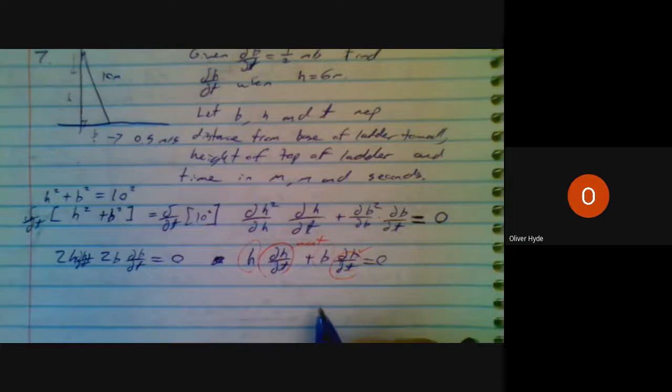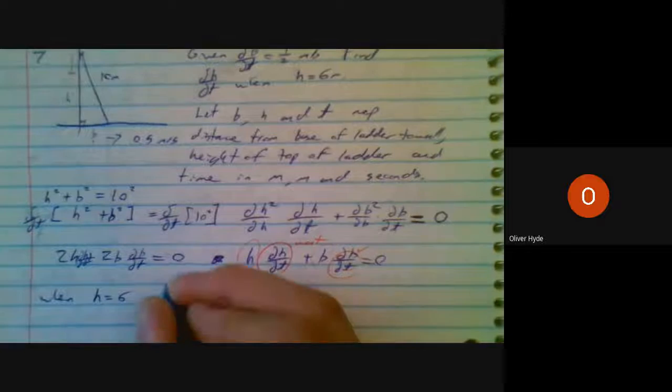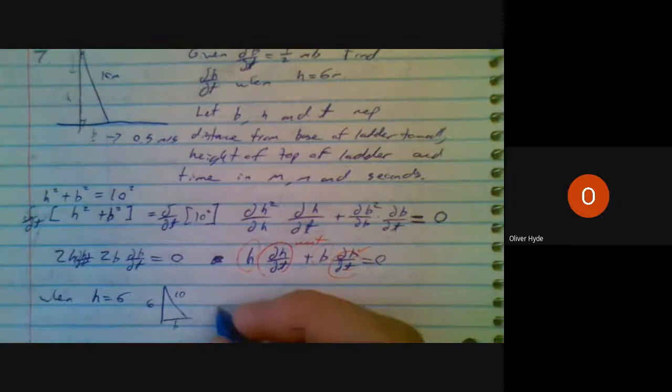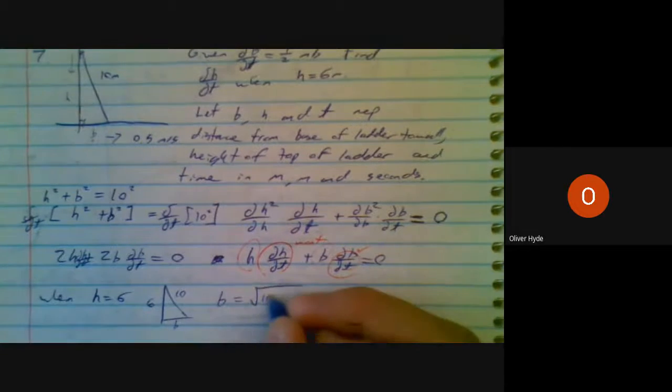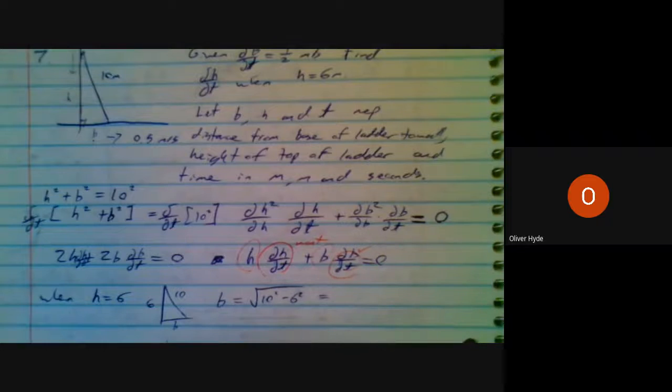Let's see. So when h equals 6, now is also maybe a decent time to draw a sketch. 6, 10. Maybe I recognize that this is a Pythagorean triple, but I am trying to present a solution. So I'll say b is going to be only the positive root of the difference of these squares. It's 3, 4, 5, yeah, 8. Right. b is equal to 8.